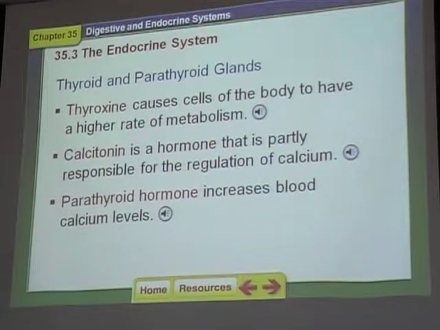What would happen if you had too much calcium? That caused muscle problems. Yeah. Remember, calcium's used in muscles to contract? And nerve problems, because calcium is needed in nerves. Your nerves would be overactive.